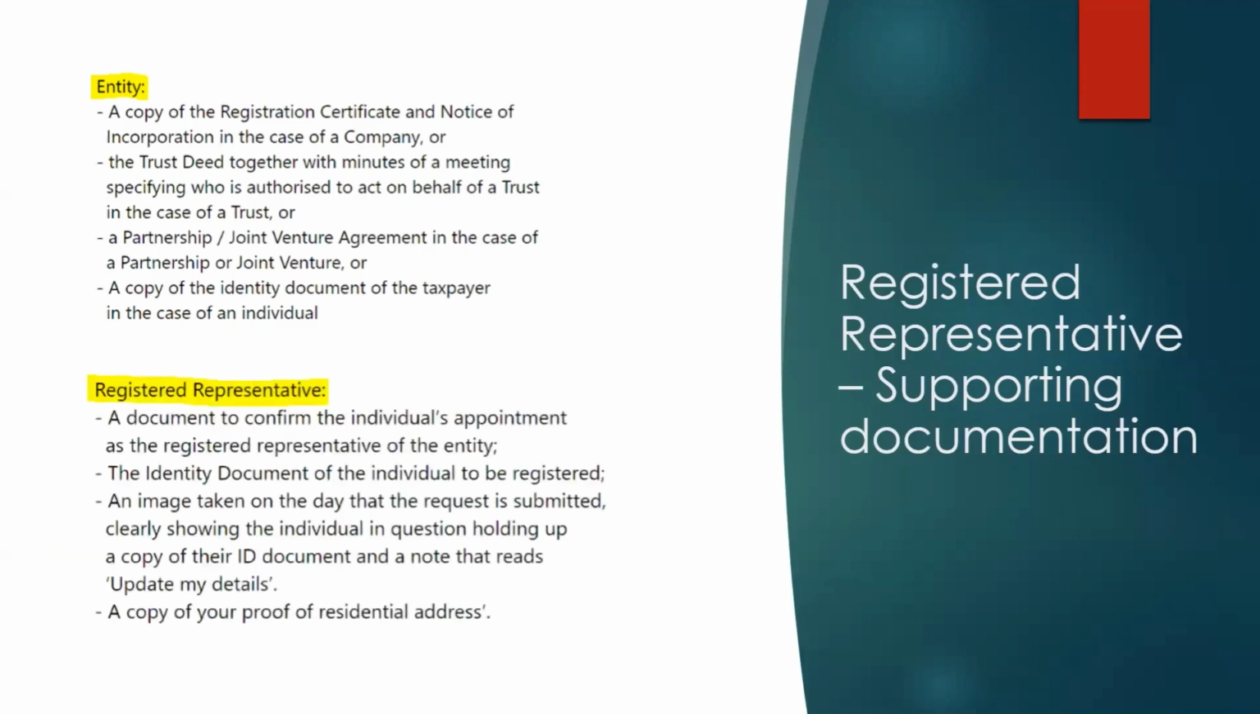The registered representative would need some form of documentation, whether it's a resolution indicating that they have been duly appointed in the capacity as a registered representative. They'll need to upload their ID document. And then this is an odd one, and this is what we're noticing a lot with SARS when they're wanting to verify these details due to COVID and the branches being closed, is they want an image on the day that the request is submitted, which shows the individual holding up their ID document, and then a further note that reads, update my details, as well as a copy of their proof of their residential address.